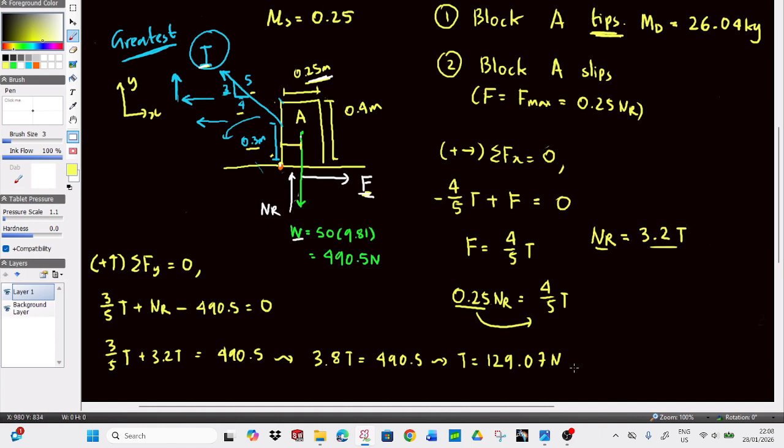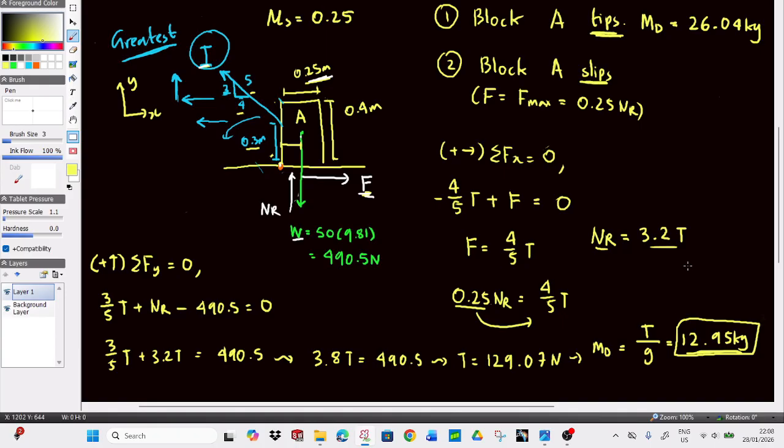129.07 newtons. That means, of course, your mass is equivalent to T divided by g, which is 9.81. So 129.07 divided by 9.81 would be 12.95 kg. This is the assumption if block A were to slip, which is basically 12.95 kg. That's the mass for cylinder D.